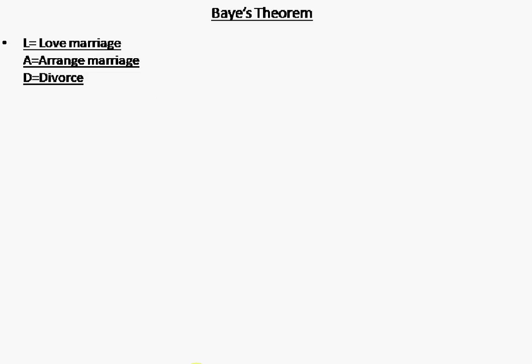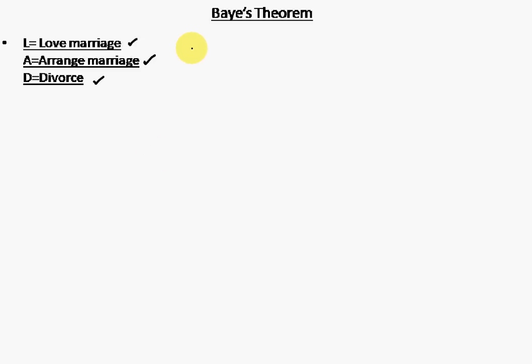Today we are going to discuss Bayes' theorem concept. Before that, here we have to follow one notation. L stands for love marriage. A stands for arranged marriage. D stands for divorce.